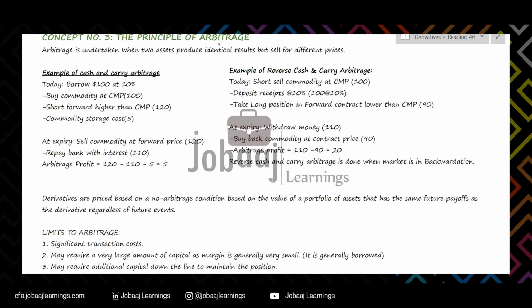Concept number 3, the principle of arbitrage. Arbitrage is undertaken when two assets produce identical results but sell for different prices. For instance, if there are two baskets of securities and both of them are going to generate, let's say, $100 in the future. As per the law of one price, the price of both these baskets should be the same as of today. And for any reason, if let's say one basket is trading at 90 and the other one is trading at 89, in that case we say that the security is mispriced and there is an opportunity for arbitrage.